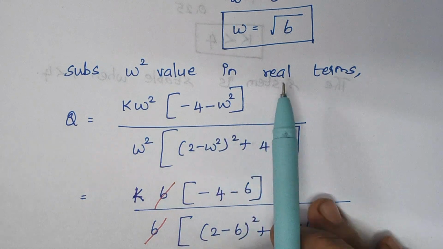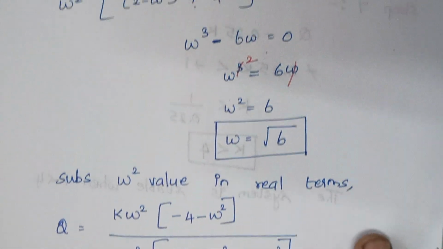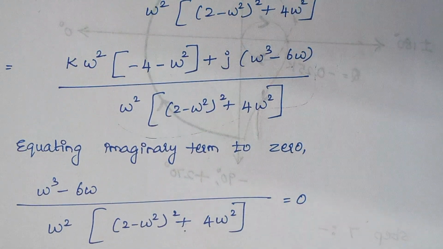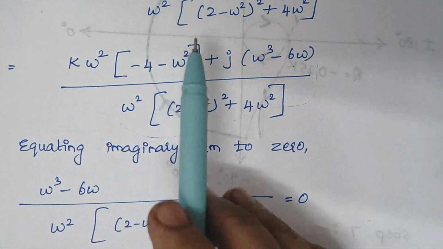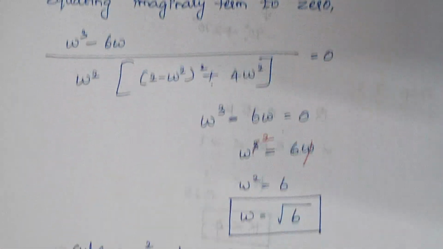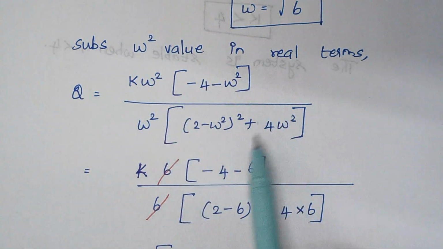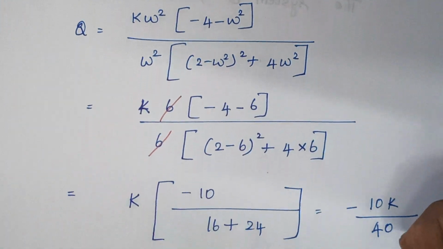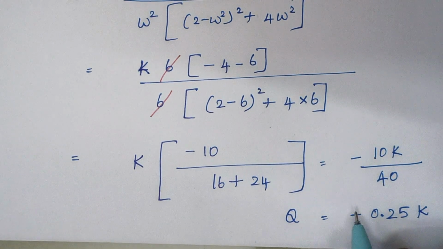Now we are going to substitute this omega square value in real terms. So what is the real term here? Here this part, right? This term, divided by this denominator term, forms the real part. So now I have substituted the value of omega square as 6 in this expression. When you substitute and solve, finally the value of Q is found to be minus 0.25 K.